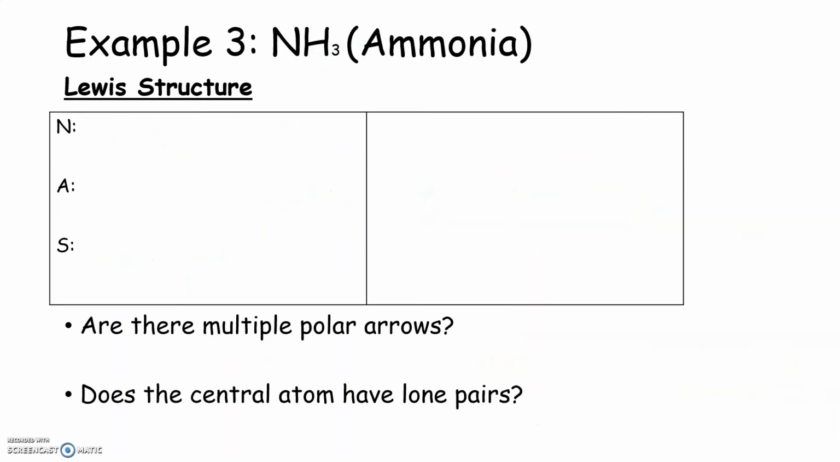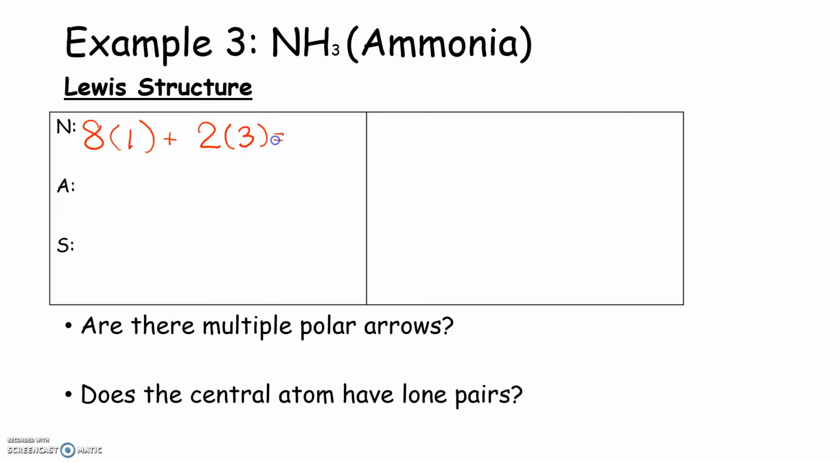Let's take a look at another example. Feel free, if you're getting the hang of this, to pause and check this yourself and then follow along to see if you're correct. So I'm going to do NH3, which is ammonia. So once again, I'm going to set up my NAS. Nitrogen needs 8 electrons, and there's 1 of them. And remember, hydrogen's my one exception, and it only needs 2. And there's 3 of them.